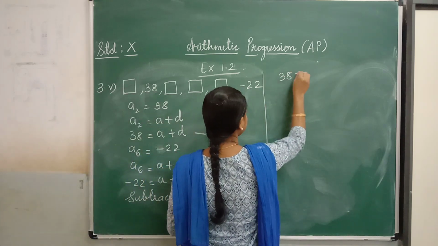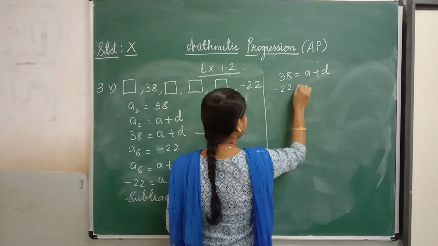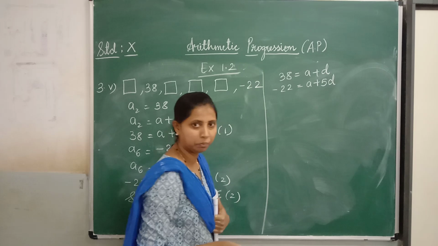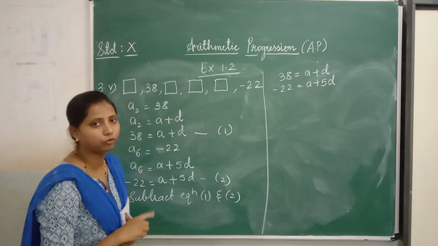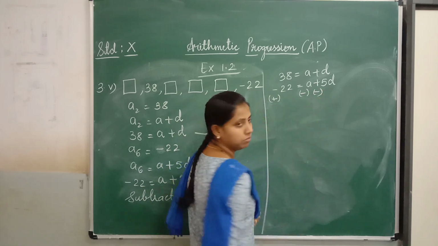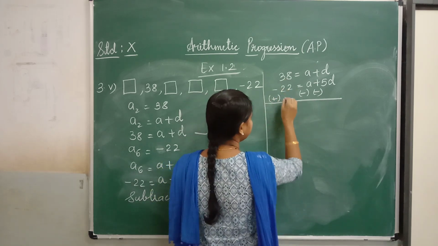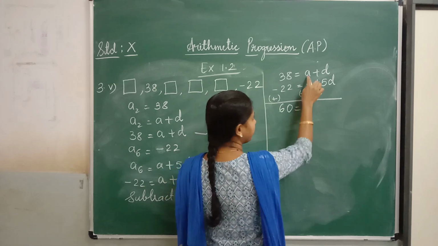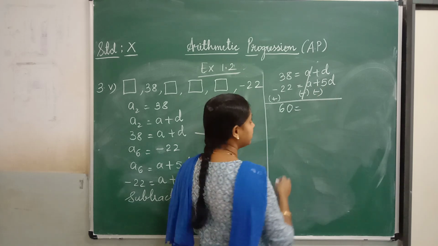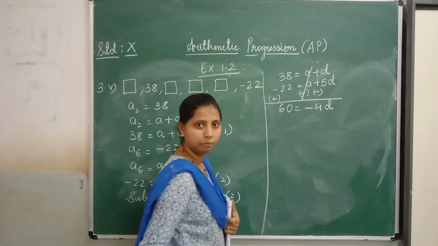First equation, 38 is equal to A plus D. Second equation, minus 22 is equal to A plus 5D. Okay children, now we have to subtract. So when we are subtracting 2 equations, we have to change the sign first. So this will become plus, this becomes minus and then this becomes minus. So now 38 plus 22, it is nothing but 60 is equal to plus A minus A will get cancelled. D minus 5D, the coefficient is 1, 1 minus 5 is minus 4D.